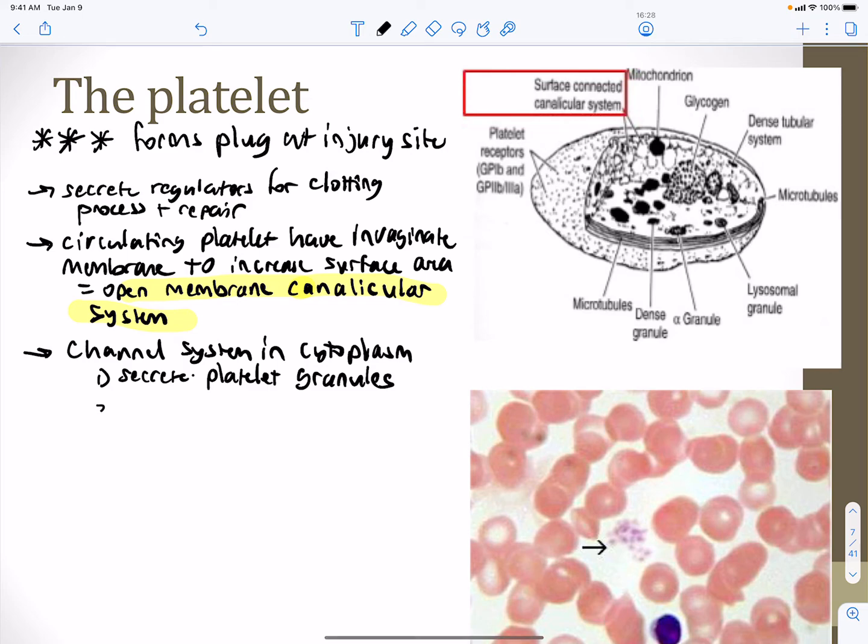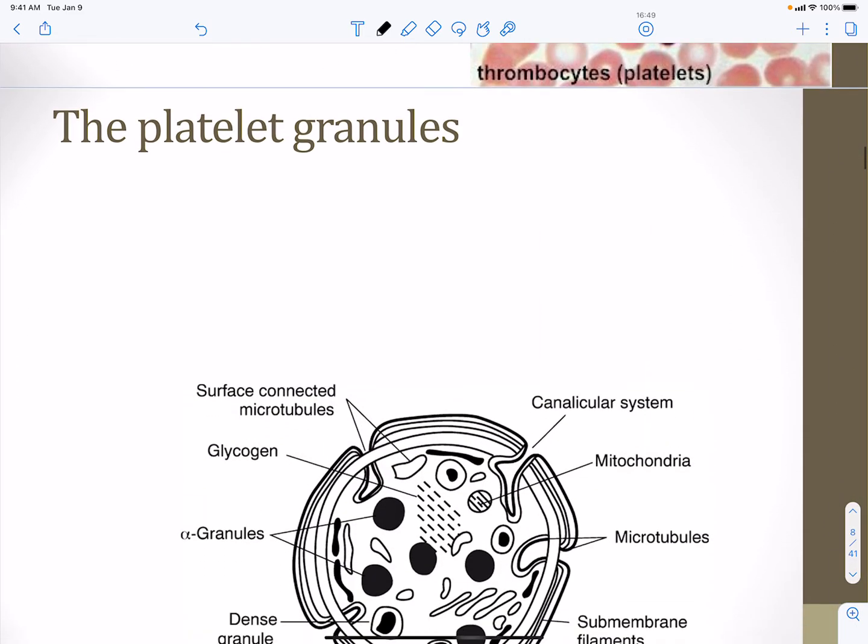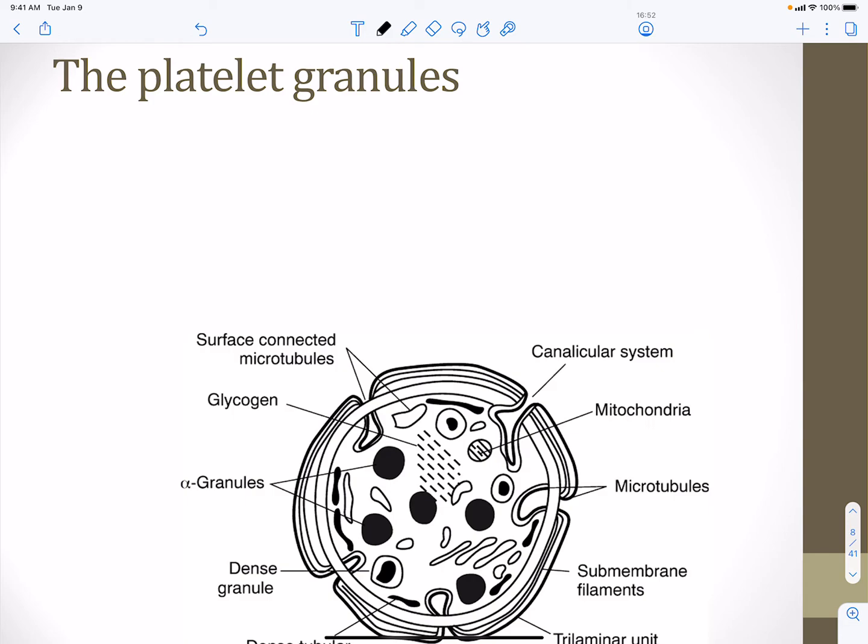It also has the ability to take up plasma proteins. Now, the platelets have three types of granules. The platelet has three types of granules.